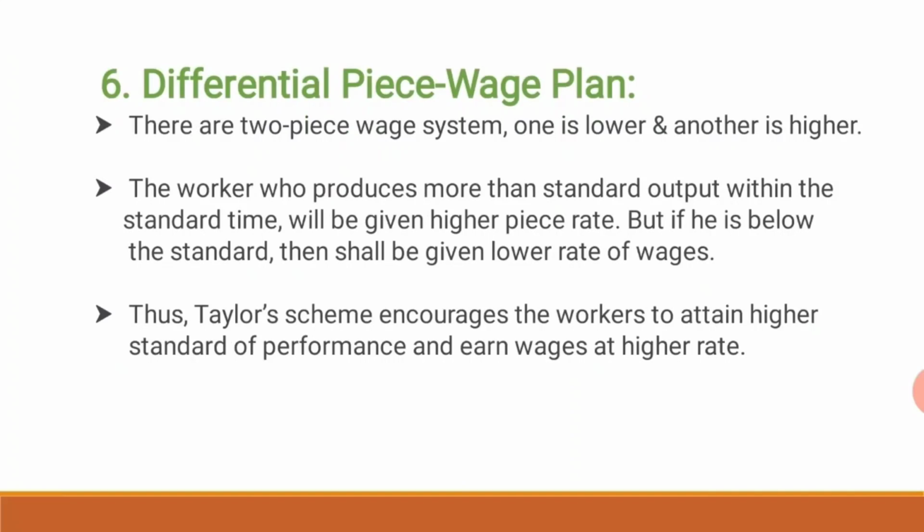The standard time and other parameters should be determined on the basis of work study. The standard of efficiency is determined in terms of the number of units during a day or standard time. The worker who produces more than the standard output within the standard time will be given a higher piece rate. On the other hand, if a worker is below the standard, he shall be given a lower rate of wages. Thus, Taylor's system of wage payment encourages the workers to attain a higher standard.